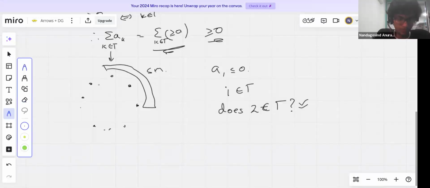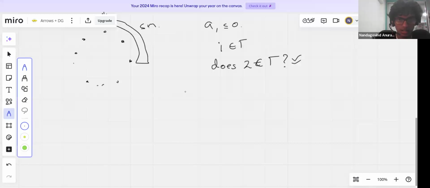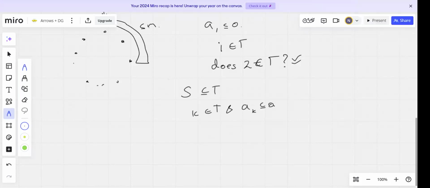Okay. Now let's see. What do you want to say next? Okay, so now let's look at the set S, which is a subset of T, such that K belongs to T and AK is less than or equal to 0. Okay, everyone okay with this? I'm looking at this set.